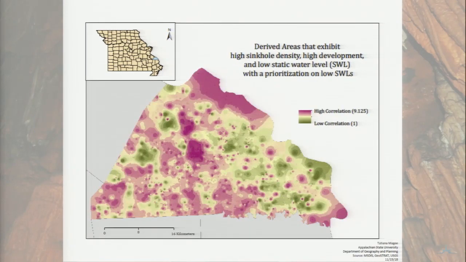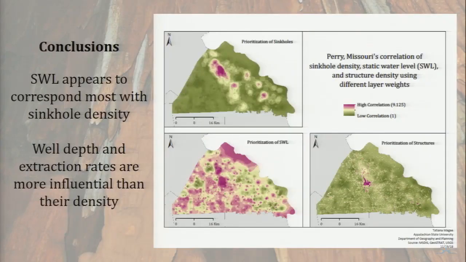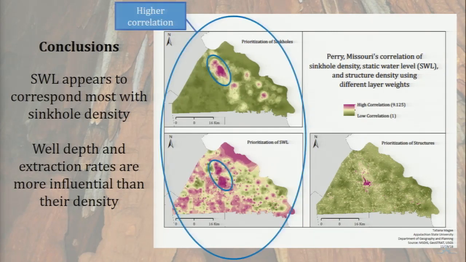When I take the low static water levels into account, I'm able to see that this cluster is present, as seen in the initial combination. That led me to believe that there was a higher correlation between low static water levels and sinkhole formation rather than high infrastructure density and sinkhole formation. In conclusion, low static water level appears to correlate more with sinkhole susceptibility than infrastructure density. Also, well depths and extraction rates are more influential than well density. As you can see, these both have the same little cluster area, while Perryville is concentrated right over there.